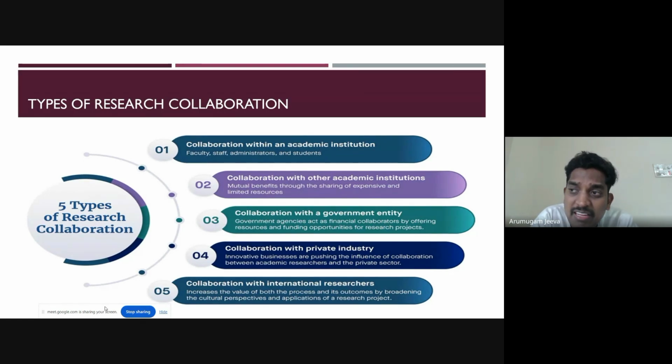Many institutions have this. Recently, the top 2% scientists list from Stanford University was released, and we are able to find various people from Tamil Nadu and India in it. How does it happen? They are all collaborating with international researchers. That really increases the value of both the process and the outcomes by broadening the cultural perspective and applications of the research project. The projects we apply here get collaborated internationally, and they get cited by people all over the world.